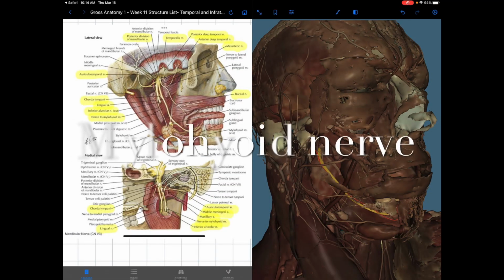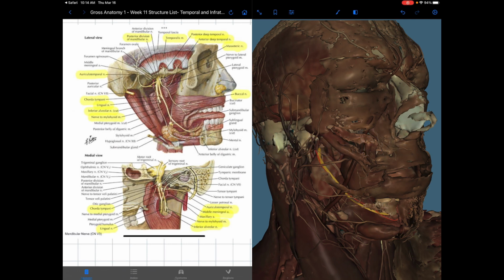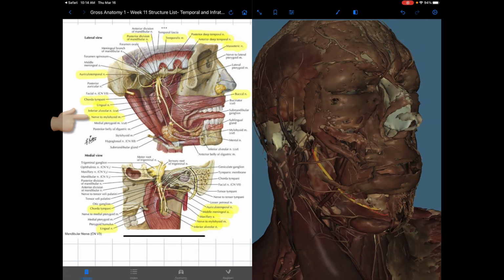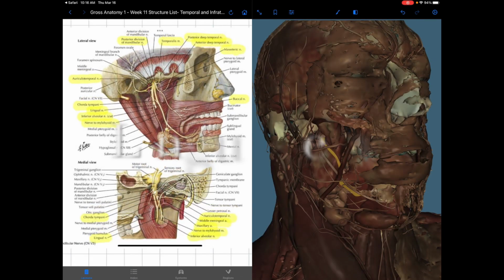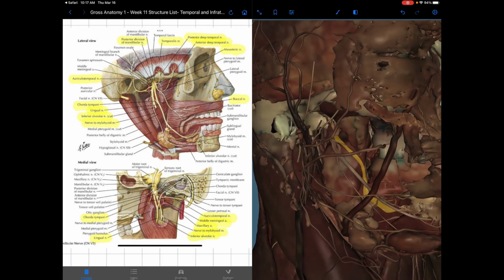Before entering the mandibular canal, it gives off the mylohyoid nerve, and it supplies the mylohyoid and the anterior belly of the digastric muscles. The other nerve, which emerges from the mandibular branch, is the lingual nerve. This one descends medial to the lateral pterygoid, anterior to the inferior alveolar nerve, and it gives general sensory innervation, such as touch, pain, and temperature, to the mucosa of the anterior 2/3 of the tongue and the mucosa of the floor of the mouth.